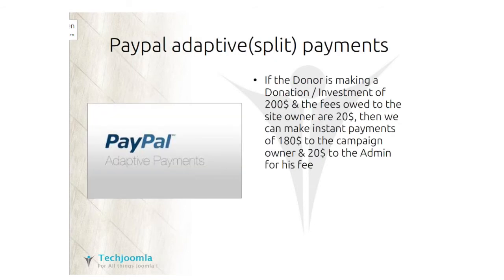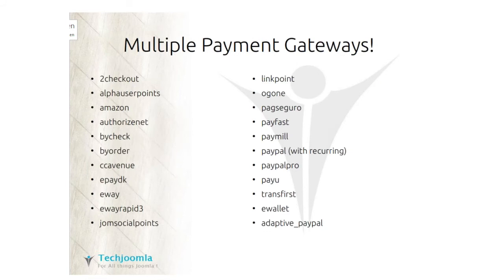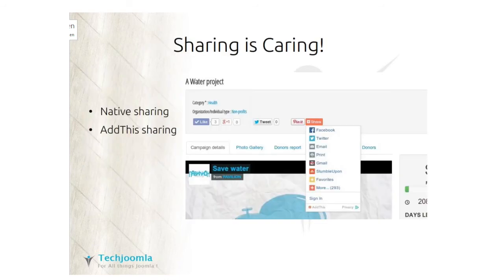So we also do PayPal adaptive payments, so that payouts are automated. You can see more about PayPal adaptive payments on the PayPal site. The simple thing is that instead of the admin having to manage the payouts and manually make the payments to the campaign owner, it happens instantly at source. Multiple payment gateways, as I said, 25 plus payment gateways are supported. So sharing to native social networks as well as AddThis.